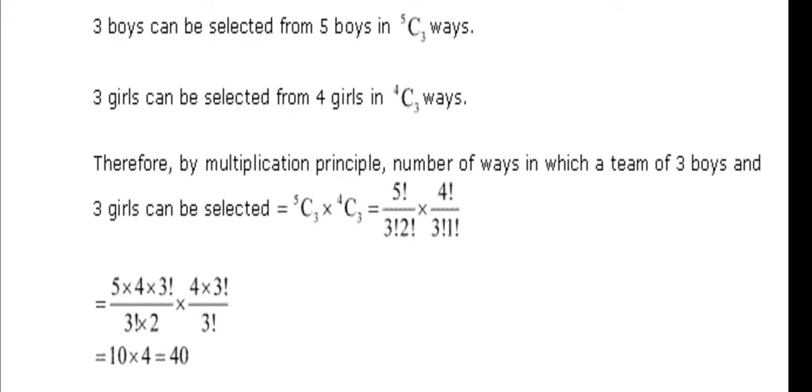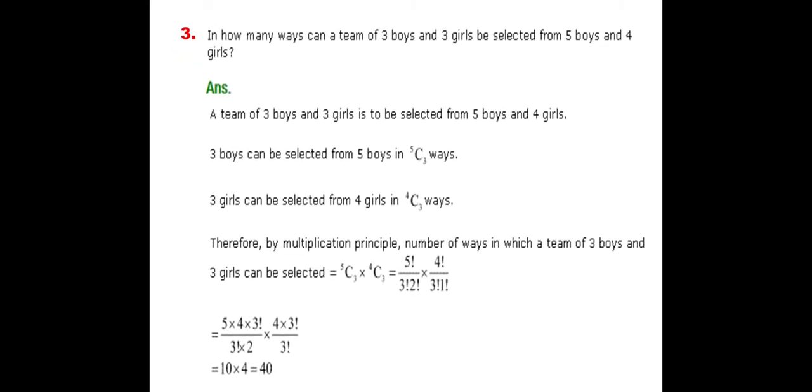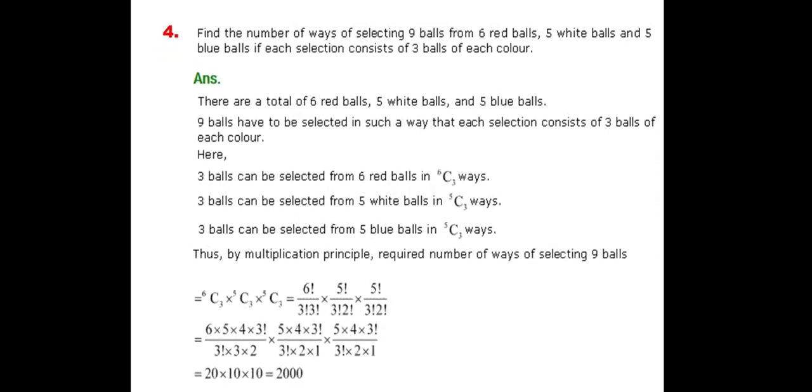5C3 is nothing but factorial 5 by factorial 3 into factorial 5 minus 3, which is factorial 2, into factorial 4 by factorial 4 minus 3 into factorial 1. So after calculation of this factorial product, we'll get the answer is 40. So I hope students you understood the concept of combination.